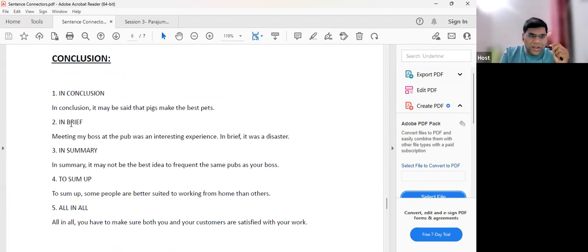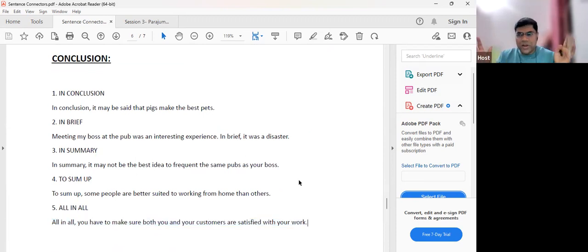In conclusion, in brief, in summary, to sum up, all in all. Meeting my boss at the pub was an interesting experience. In brief, it was a disaster. So to sum up, these are all conclusions. They usually come either at the end or in between, if there is a conclusion coming in between. They never come at the start. So these kind of sentences you will never have at the start.